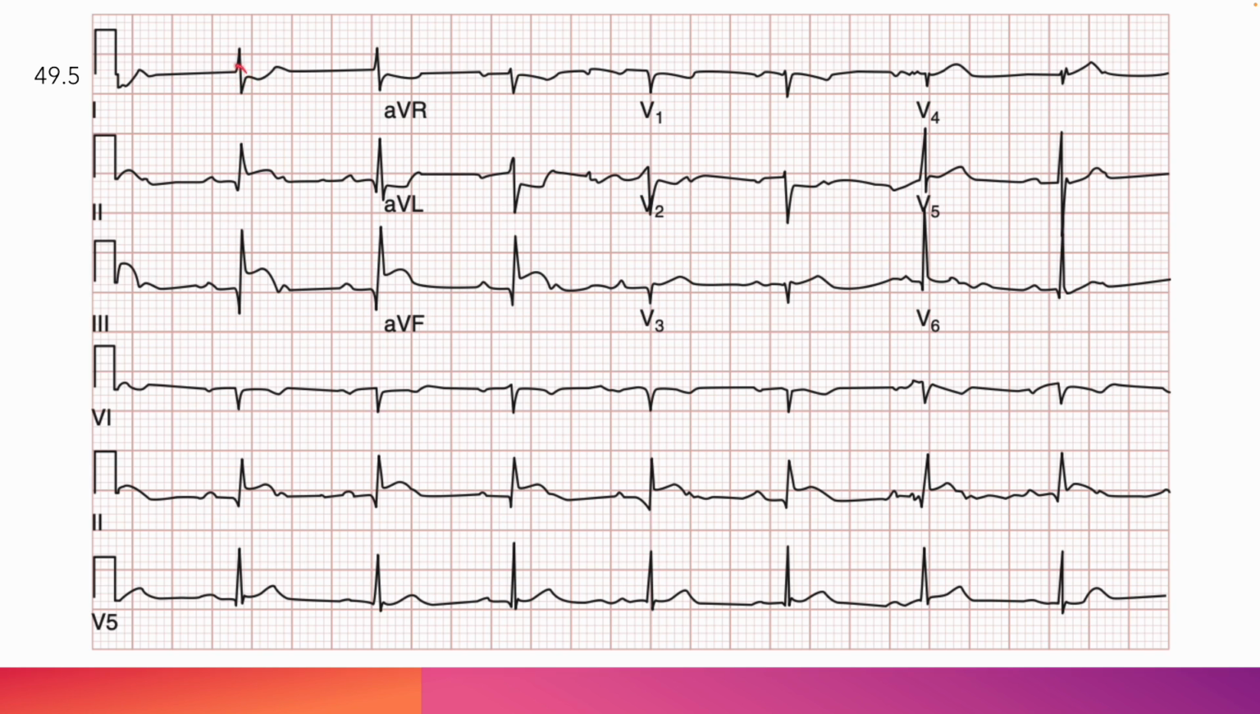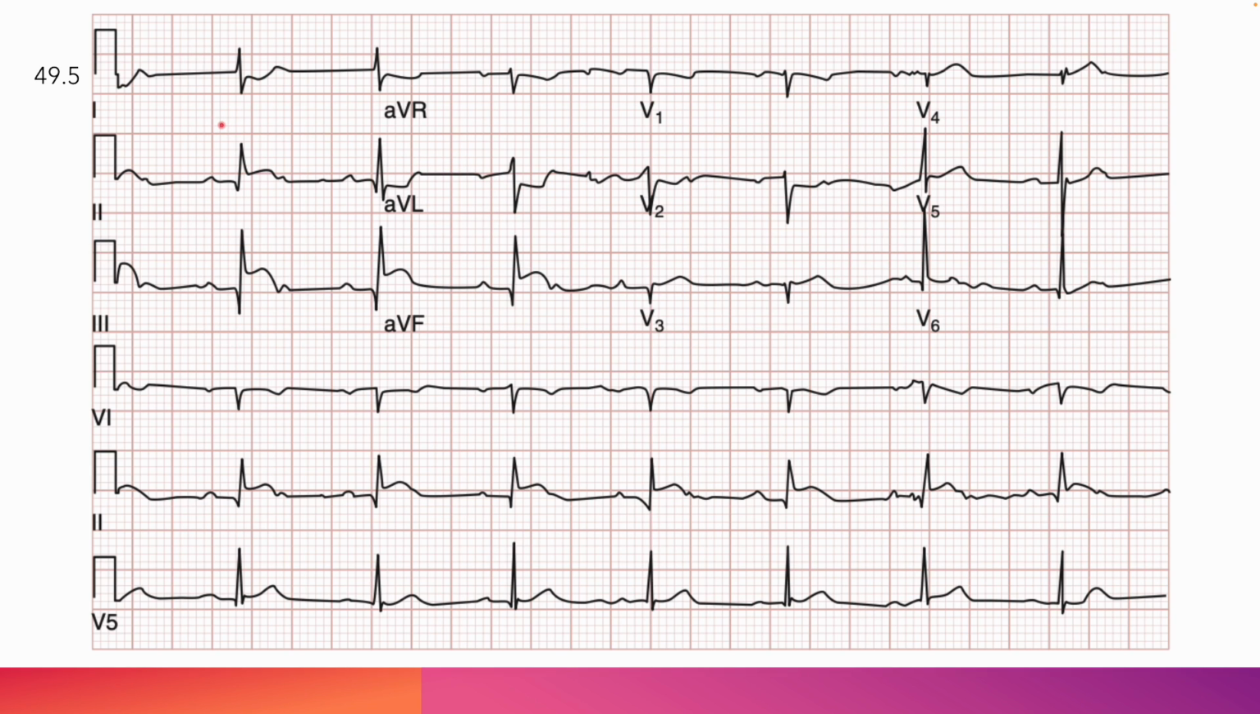Lead 1, you can see there is ST depression, and also in lead AVL right here there is an ST depression. So that's because of the reciprocal change. According to the PALE mnemonic, you want to look for reciprocal changes. If it's an inferior ST elevation, you look at the lateral leads, and therefore this is an inferior myocardial infarction.